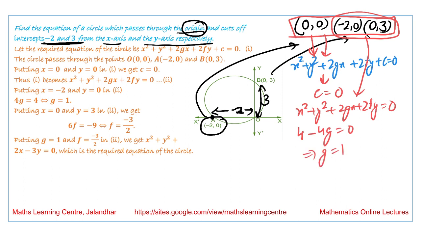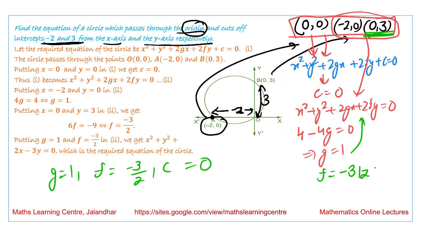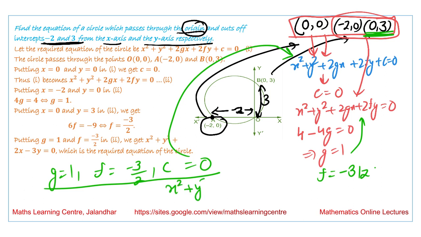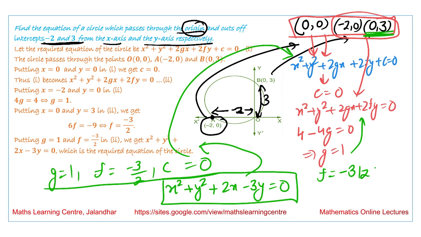Now if we substitute g is equal to 1 in this equation, and we substitute this point 0, 3, we obtain the value of f is equal to -3/2. So what we are getting is g is equal to 1, f is equal to -3/2, and c is equal to 0. Substituting these 3 values in this equation, the required equation of the circle is x square plus y square plus 2x minus 3y is equal to 0. So this is the required equation of the circle.